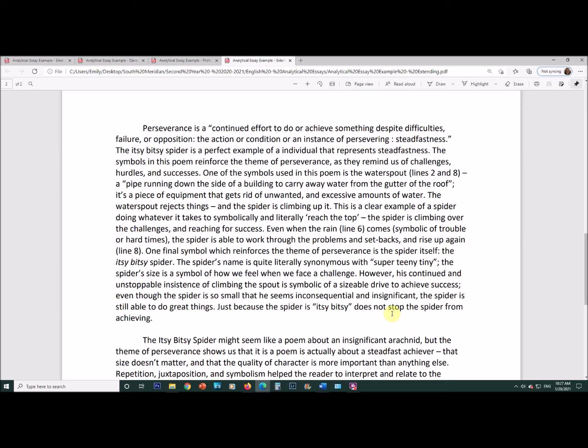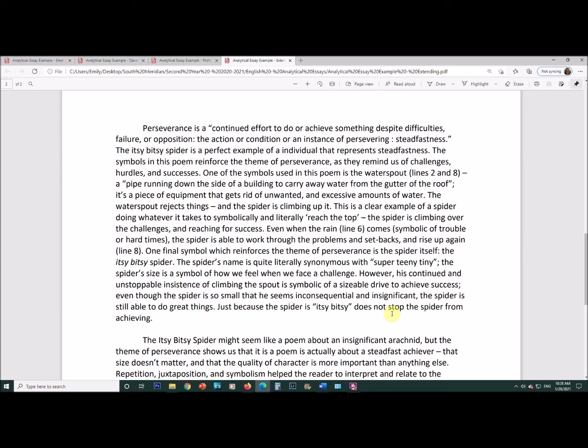Perseverance is a continued effort to do or achieve something despite difficulties, failure, or opposition. The action or condition or an instance of persevering. Steadfastness. The Itsy Bitsy Spider is a perfect example of an individual that represents steadfastness. The symbols in this poem reinforce the theme of perseverance as they remind us of challenges, hurdles, and successes.